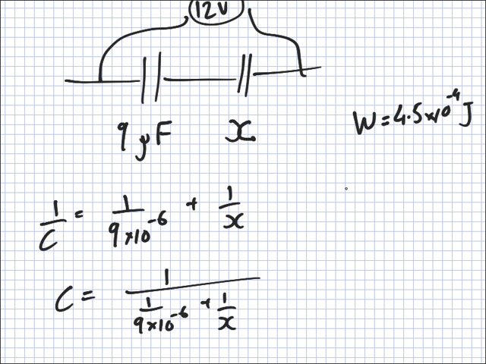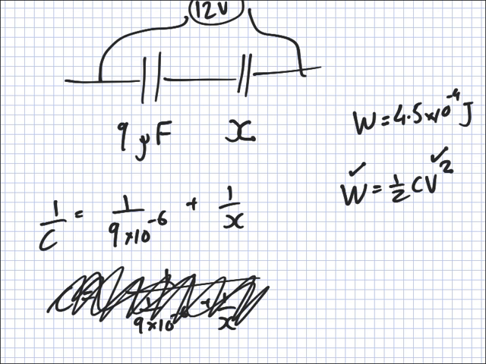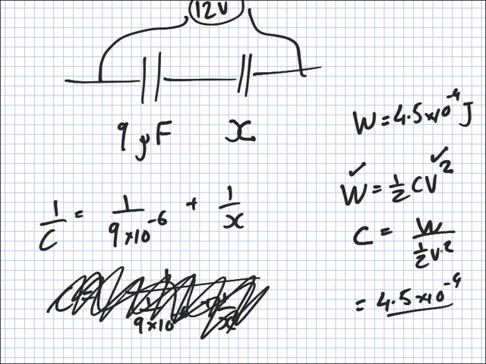Now, what do we know? We know that W equals a half CV squared. Do we know W? We do. And do we know V? We do. Do we know C? We don't. So instead I'm going to say C is W over a half V squared. So I can work out the total capacitance. That is 4.5 times 10 to the minus 4 over, 12 squared is 144, and a half of 144 is 72. What's that, please?